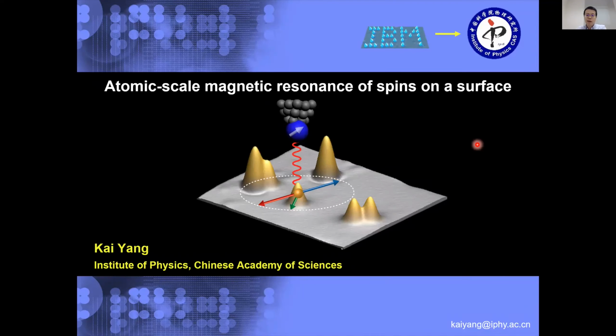So most of the data that I will show you today was measured at IBM Research Lab in Almaden, when I was still doing a postdoc there. And recently I have moved to Institute of Physics, Chinese Academy of Sciences, and currently I'm starting to build my own lab.